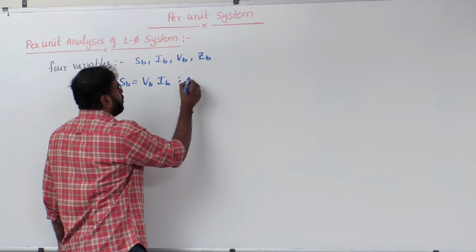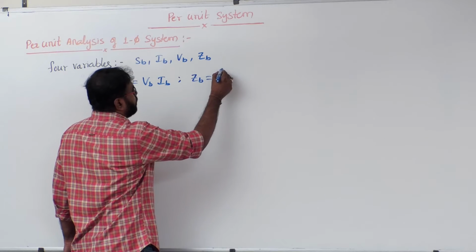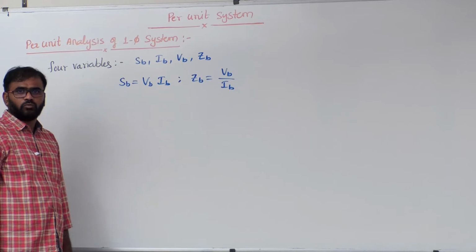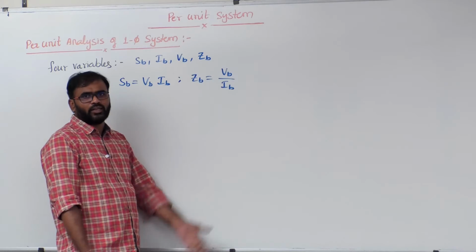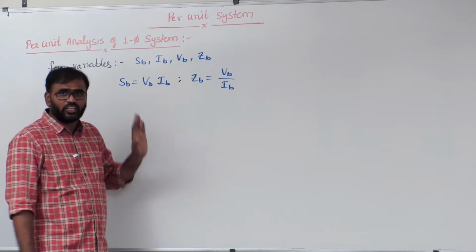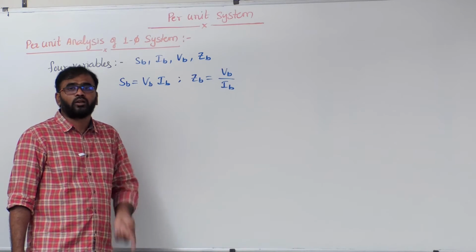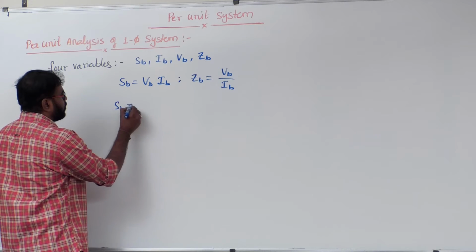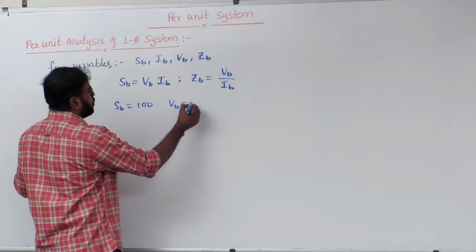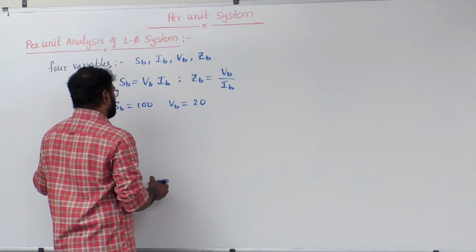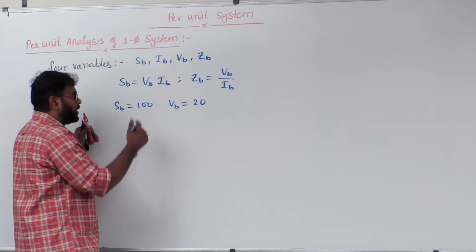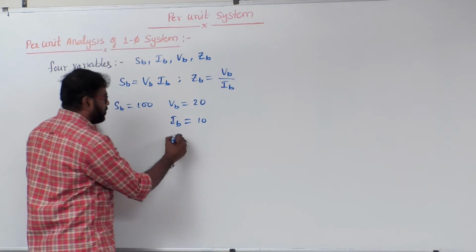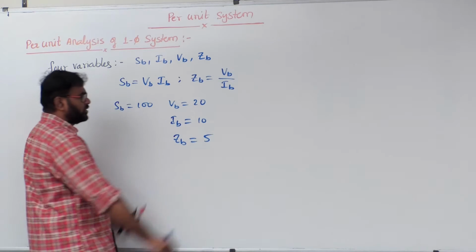And also, Z equals V by I. We know that impedance equals voltage by current. This relation and the previous relation should be satisfied. Accordingly, you need to select the base quantities. For example, I selected S base equal to 100 volt ampere, V base equal to, let's say, 20 volts, I base equal to, let's say, 10, and Z base equal to, let's say, 5. Is it valid?